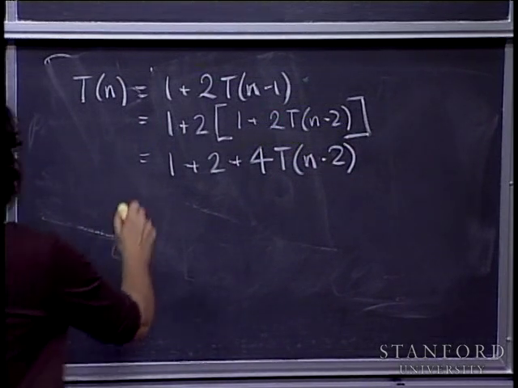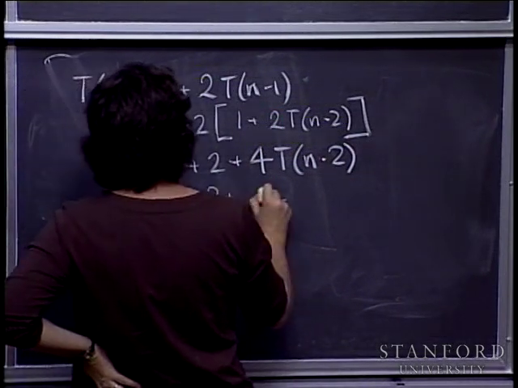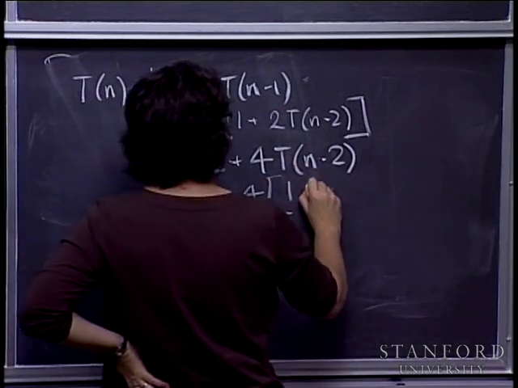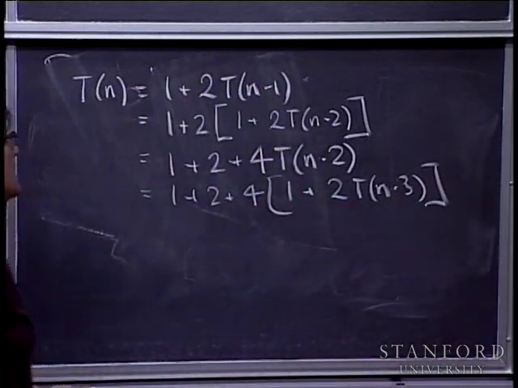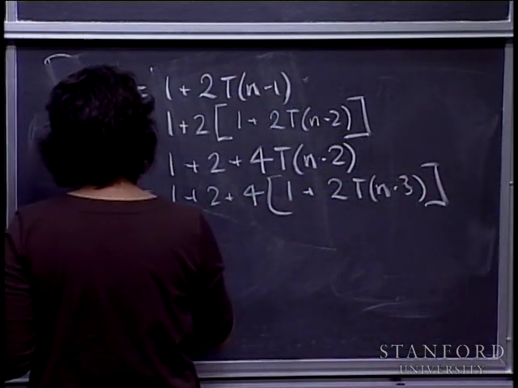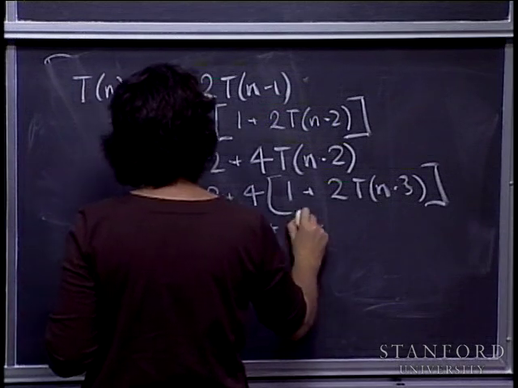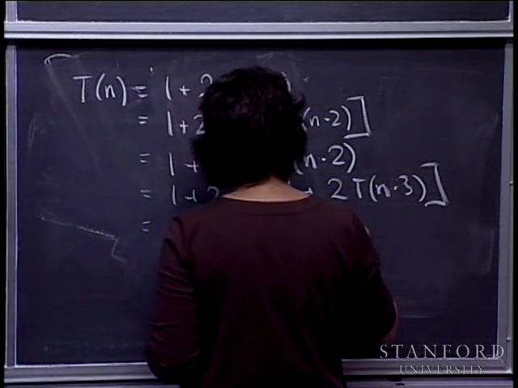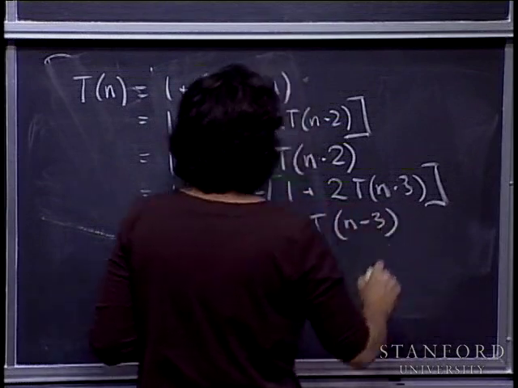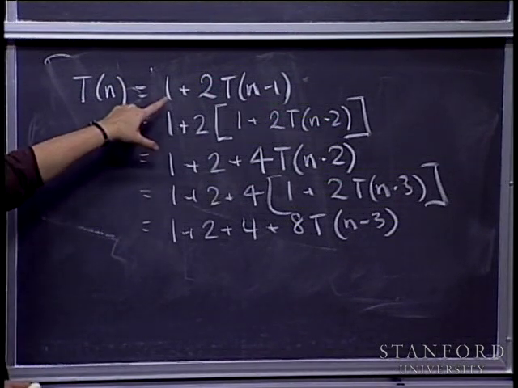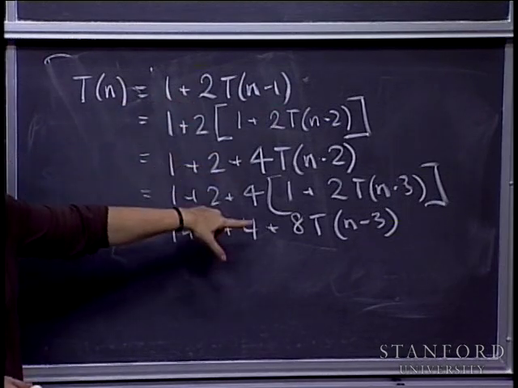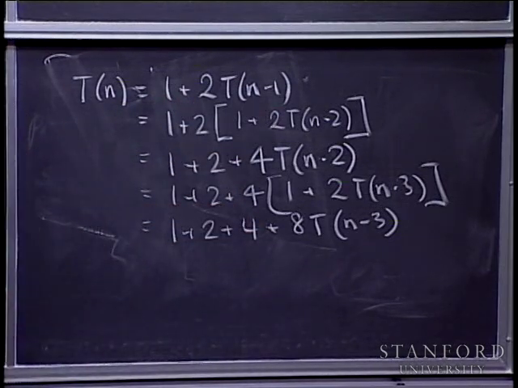If I apply my substitution again, 1 plus 2 plus 4 times T of n minus 2 is 1 plus 2 T of n minus 3. And then let the multiplication go through again. 1 plus 2 plus 4 plus 8 T of n minus 3. And so each expansion of this is causing the number of towers that are being moved around to go up by a factor of 2. So each time I do this, I went from 2 towers to move to 4 towers to 8 towers, but those towers each got 1 shorter in the process.